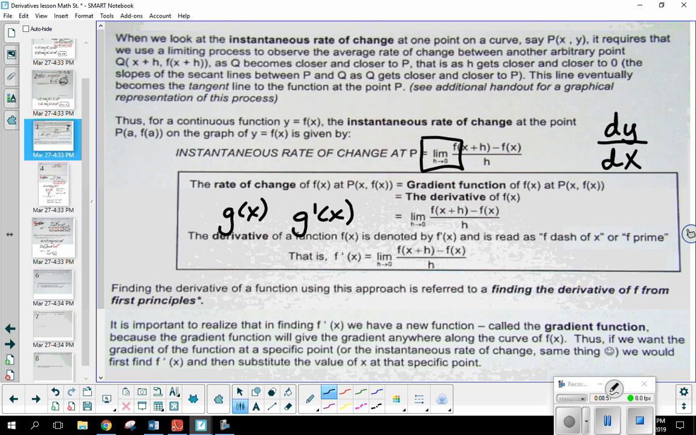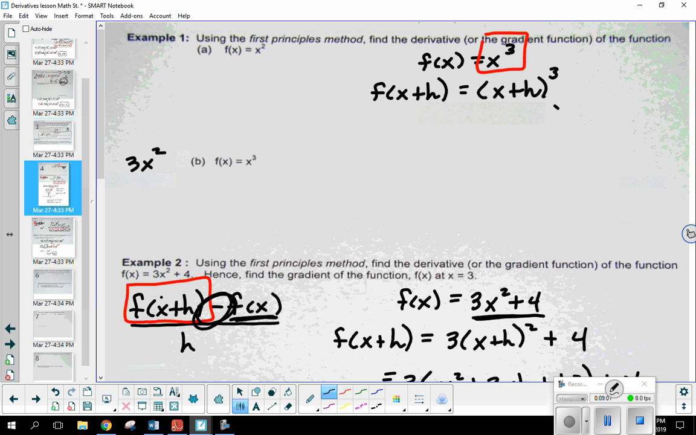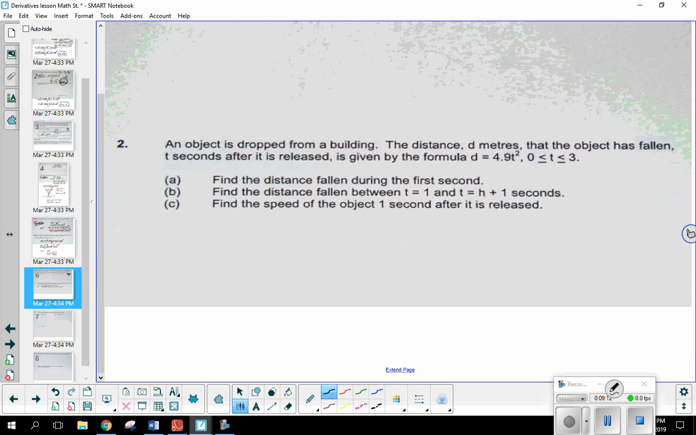But then if you're asked to find the derivative or the instantaneous rate of change, that's when we go ahead and take the limit as h approaches 0. Okay. So I made sure to go ahead and put the same instructions in there so you would know which one to go ahead and use.